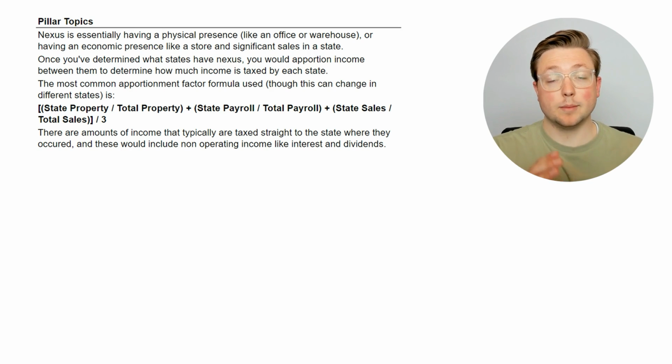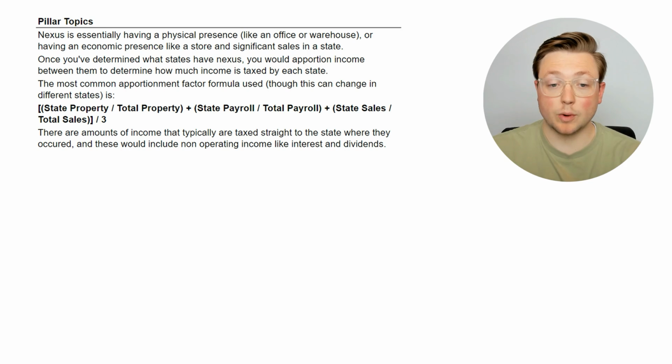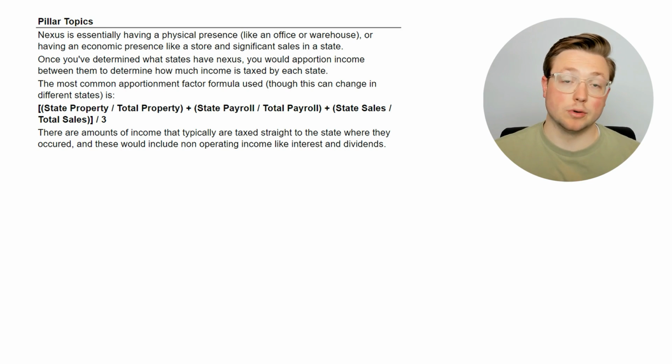the state property, divide it by the total property, and you add that to the state payroll divided by the total payroll, and you add that total to the state sales divided by the total sales. So add that all together and divide it all by 3, and that will give you the percentage of income that would be apportioned and taxed in each state. Also, there are amounts of income that typically are taxed straight to the state where they occurred instead of being apportioned, and these would include things like non-operating income like interest and dividends.